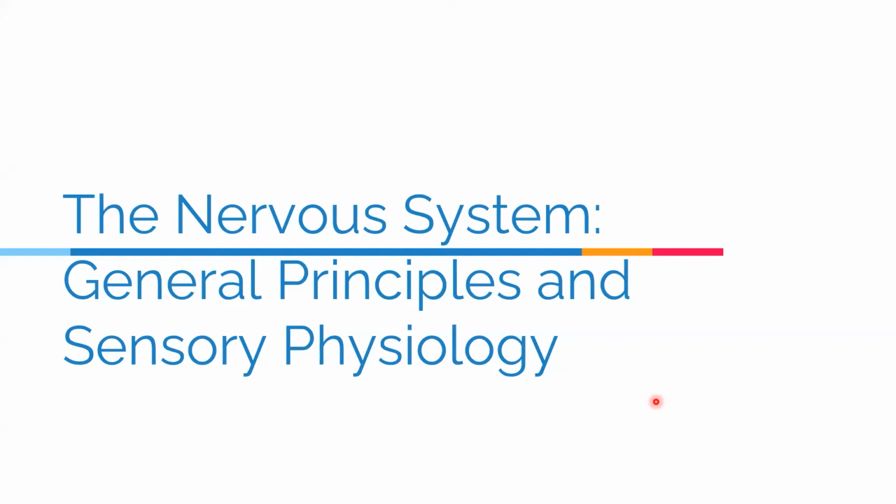This particular lecture is titled The Nervous System, General Principles and Sensory Physiology. In this particular lecture, we will briefly go through the nervous system, the general principle by which it functions, the sensory and integrative and motor functions of the nervous system as well. So let us get started.